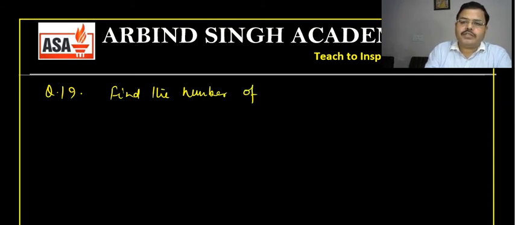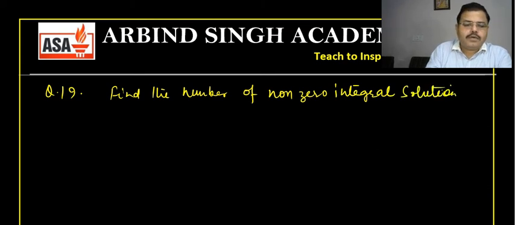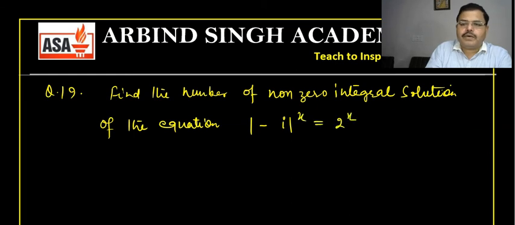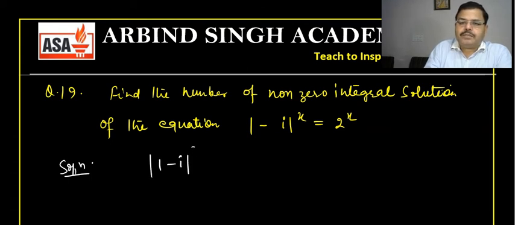Find the number of non-zero integral solutions of the equation mod of 1 minus iota, whole to the power x, is equal to 2 to the power x. To solve this question, what you need to write here? Solution. Let me write: 1 minus iota whole to the power x is 2 to the power x. But since the bases are different, we cannot equate like that.